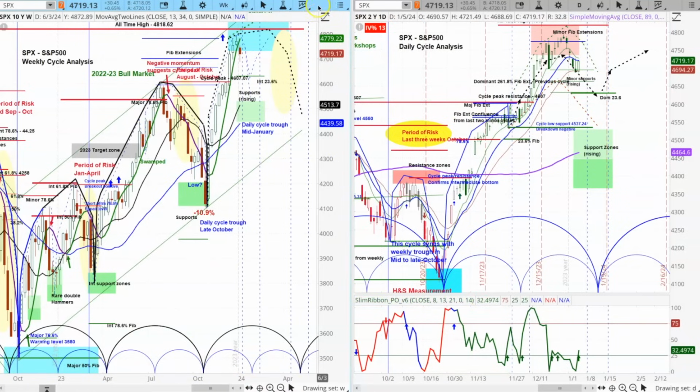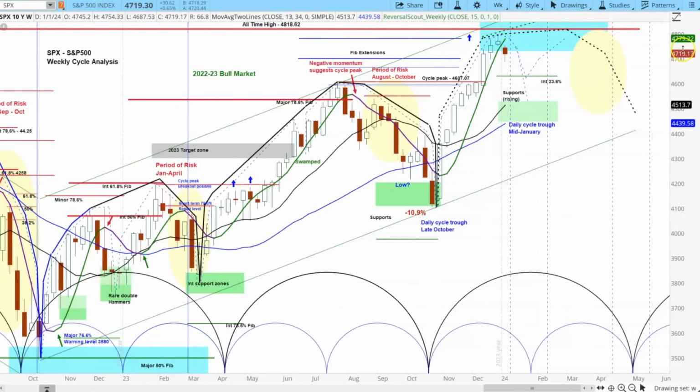There are cycles everywhere in nature, and if you go to askSlim.com, to the top of the website front page and click on workshops, there's a free video in the cycle analysis workshop, and you can learn more about it there.